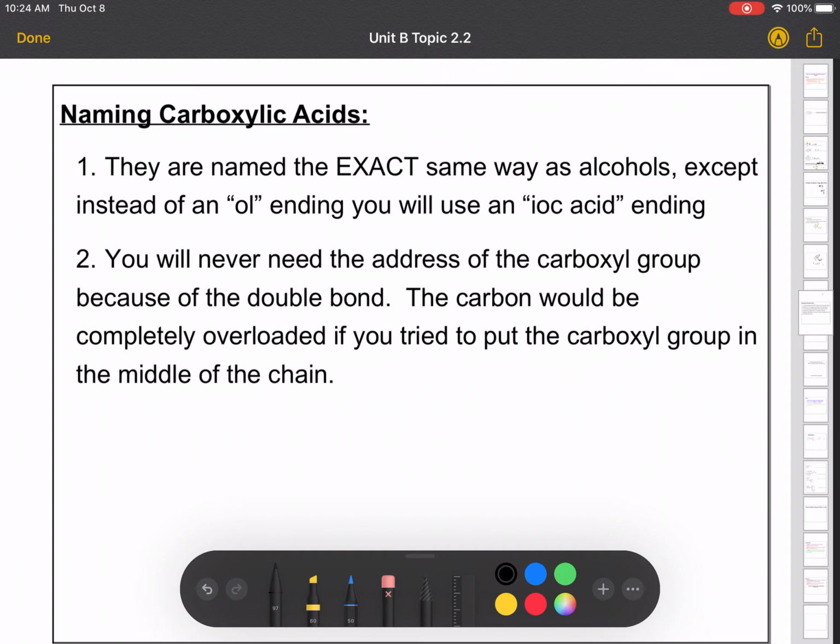So how we name these, it says they're named exactly the same way as alcohols, except the ending is not OL, it is oic acid. You will never need to address the location of the carboxylic group, so we don't need to put numbers because of the double bond. The carbon would be completely overloaded if they tried to put the carboxylic acid in the middle of the chain.